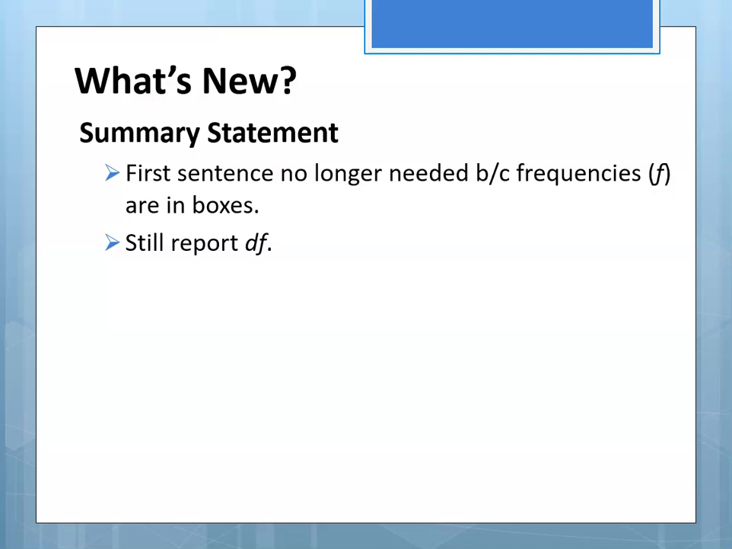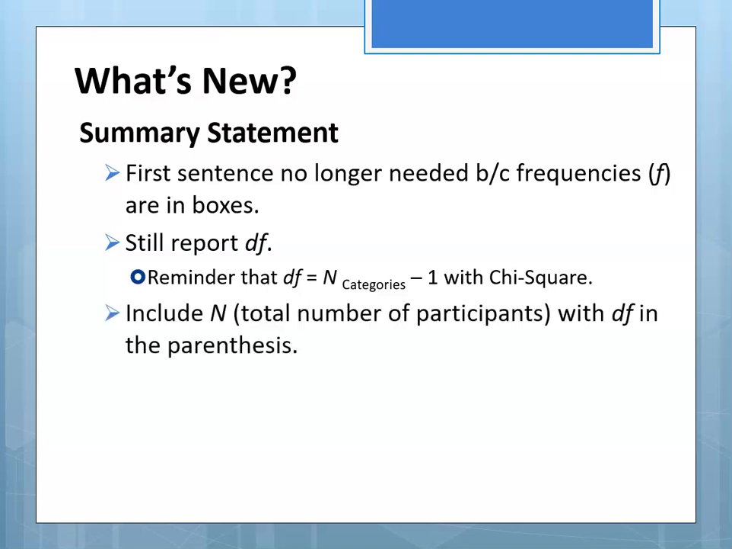Second, we will continue to report degrees of freedom. A friendly reminder that the degrees of freedom formula for chi-square is new. Third, because chi-square is a non-parametric test and the new degrees of freedom formula is about the number of categories, we need to report n, or the total number of participants. Finally, we will not include effect size at this time.